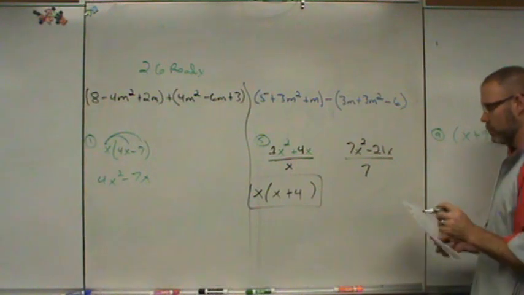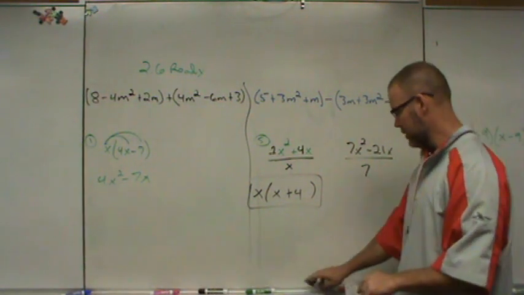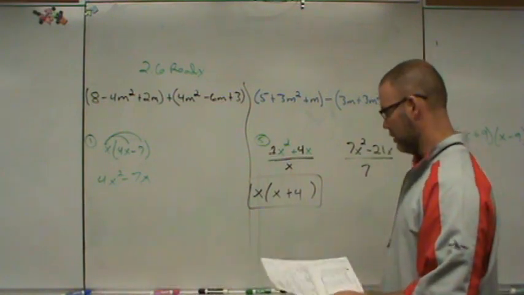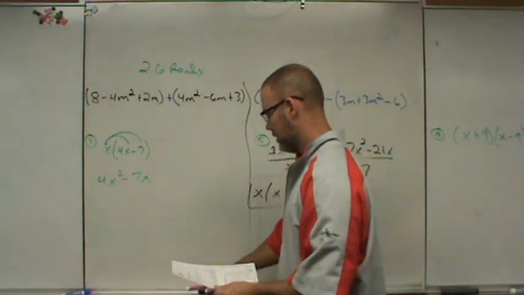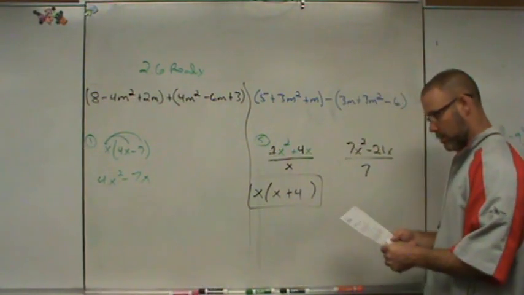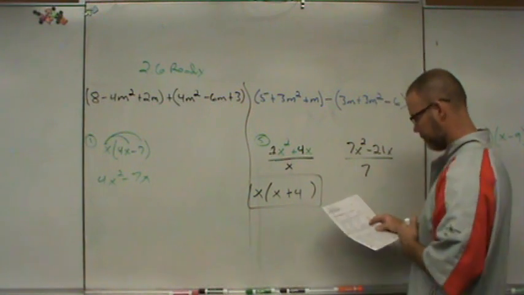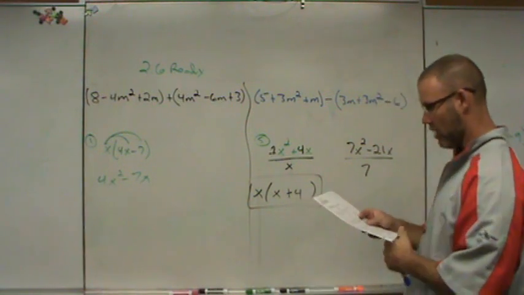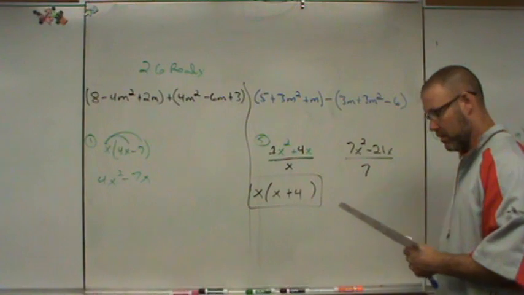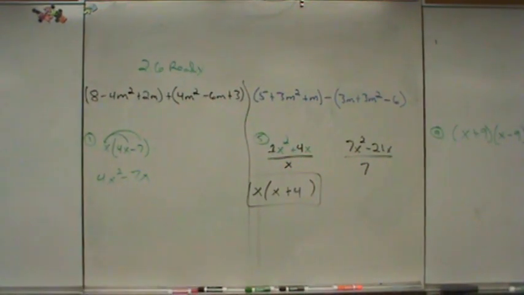See if you can continue with 6, 7, and 8, and I will give you a moment to pause and look at 6, 7, and 8. Number 6 should be 7x times x minus 3. Number 7 should be 12x times x plus 5. And number 8 should be 4x times 2x plus 5.